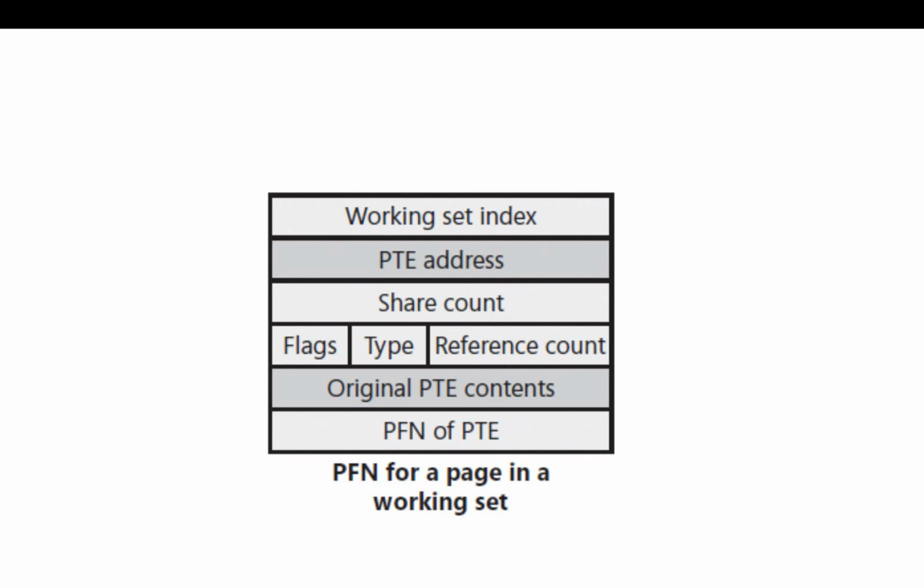Okay, the share count is how many places that physical page is mapped. For a shared file, if there are 5 processes that are using that physical page, the share count is 5, meaning there are 5 mappings. The reference count is usually 1. When the share count goes to 0, the reference count is decremented, and when the share count and reference count go to 0, the page can go on either the standby or the modified list, depending on if it's modified or not.